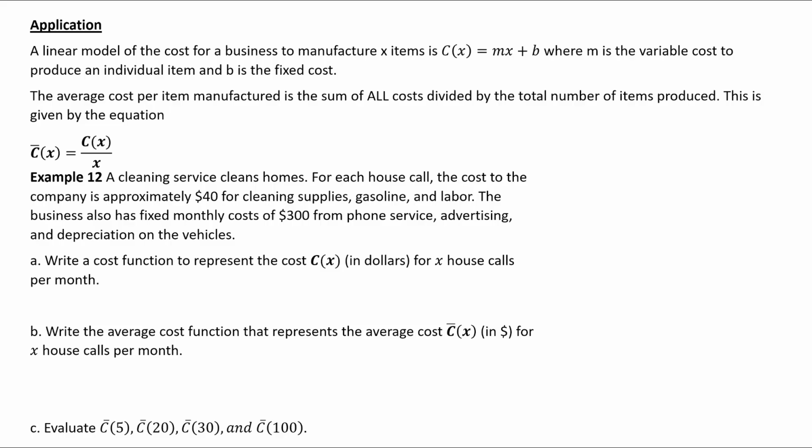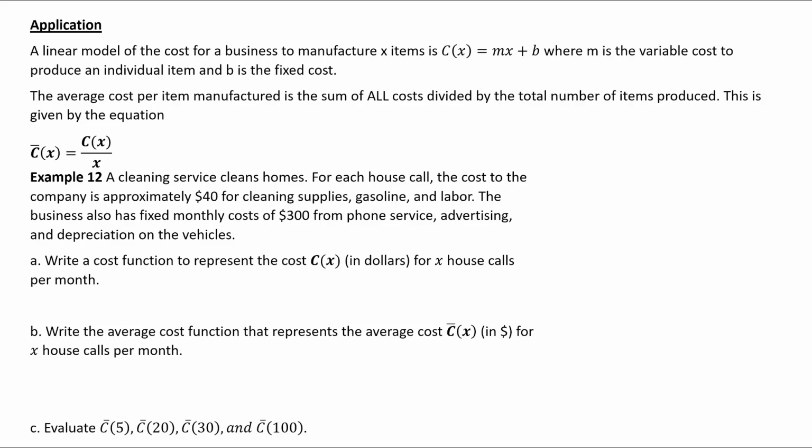So if you're going to make 100 items, C of 100, if you put that into that function, it's going to tell you how much that's going to cost you to make that many items. So this is the function that goes with some company that makes a certain number of items and it costs them a certain amount. Where m is your variable cost, remember, like if you're selling lemonade, it's the cost to make a cup of lemonade. And then you've got some fixed costs, b, which are like your rent and stuff like that, where that part doesn't matter how many cups of lemonade you make, you still have to pay it.